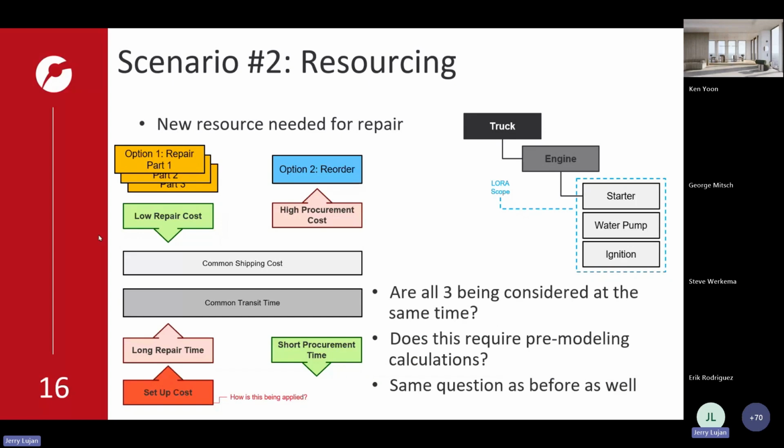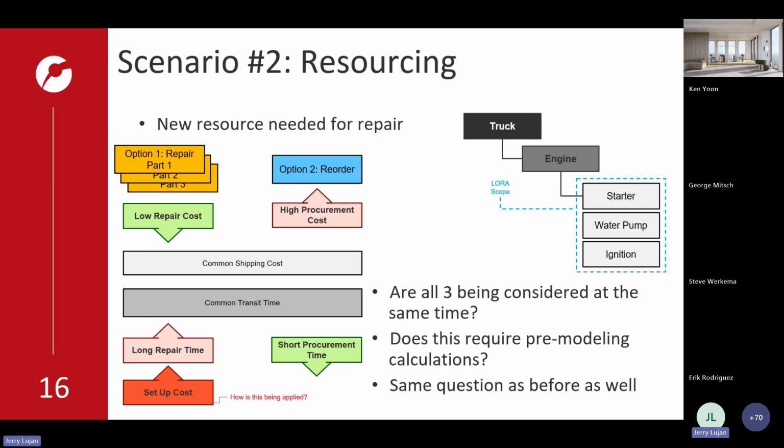So scenario 2 is going to be something very, very common. I alluded to it before. This is going to be when we're looking at resources. We're looking at instituting some kind of new maintenance policy. We have these different options, but there is a sunk cost associated to it. In this case, we're going to look at the starter, the water pump, and the ignition system, or some part of the engine.